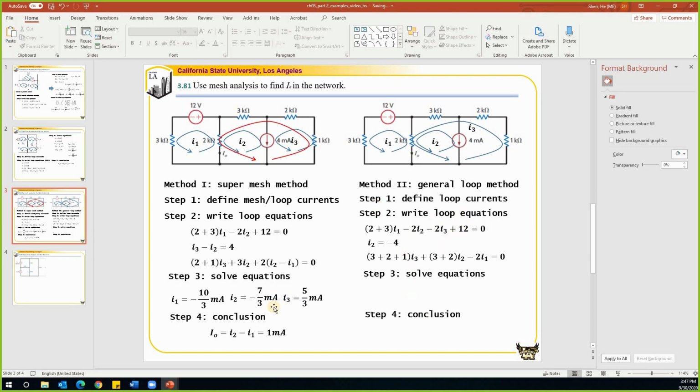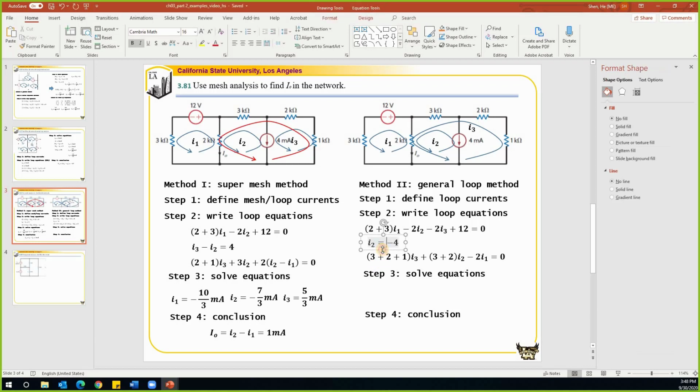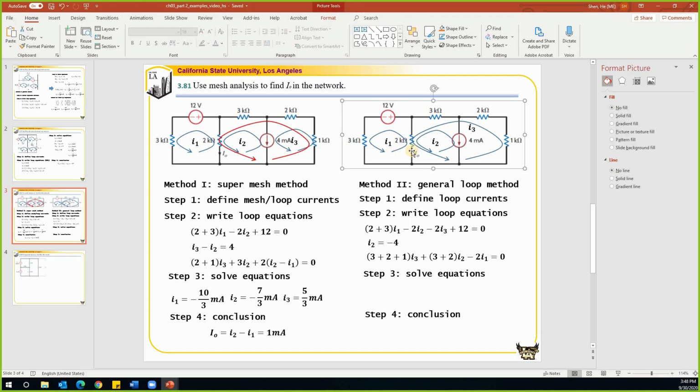Do you think the answer will be the same? Should be, right? The final answer should be the same. The conclusion should be the same. I'm asking whether I1, I2, and I3 will be the same as this I1, I2, I3. I1 can be the same, right? Yeah, I1 would be the same, but I3 and I2 are different. Yeah, that's a good guess.